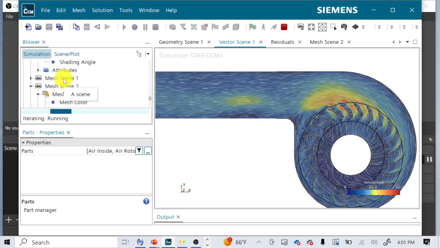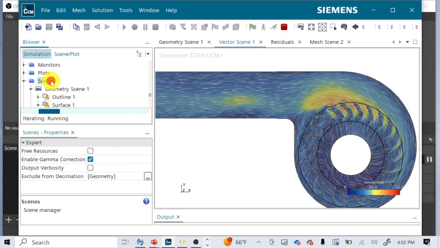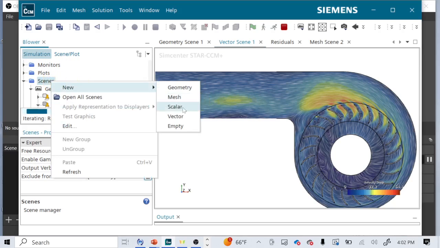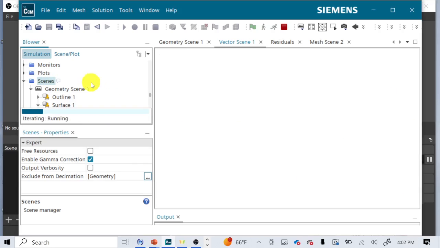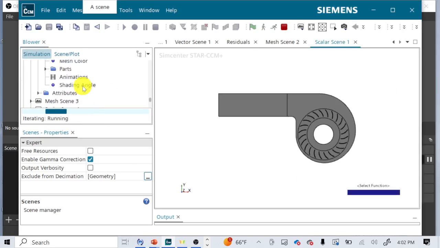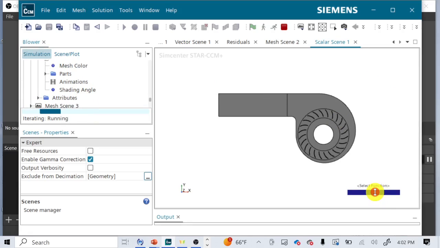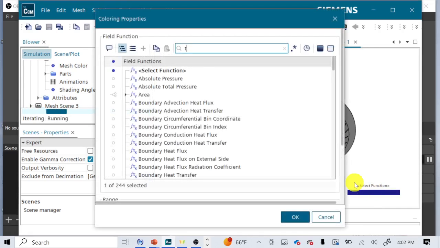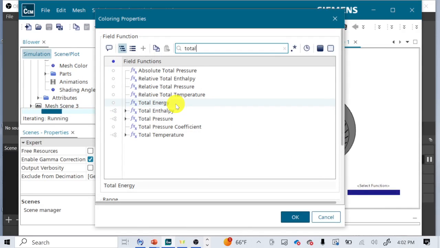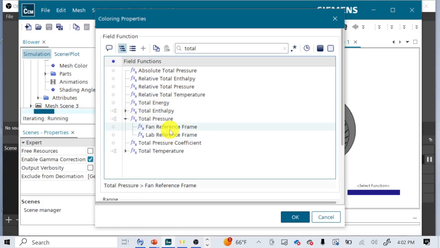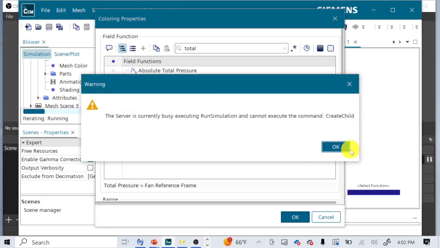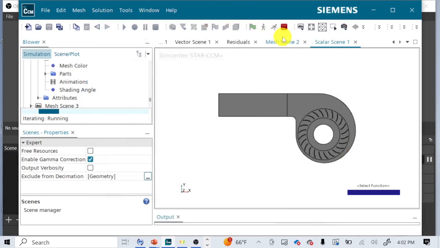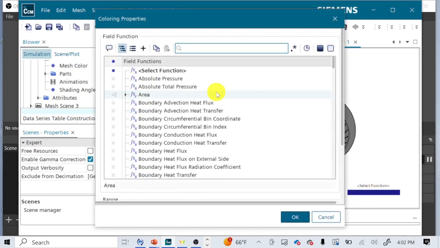Let me open up another scalar scene, and we're going to look at total pressure. Specifically, it does have to be total pressure and not static pressure or dynamic pressure. Any guesses why that is?